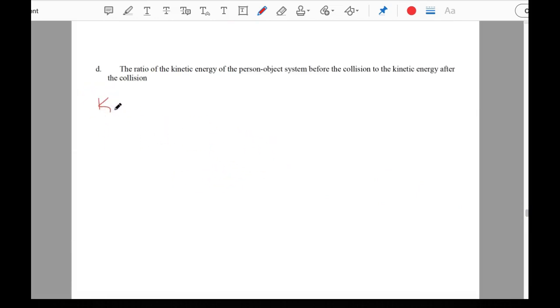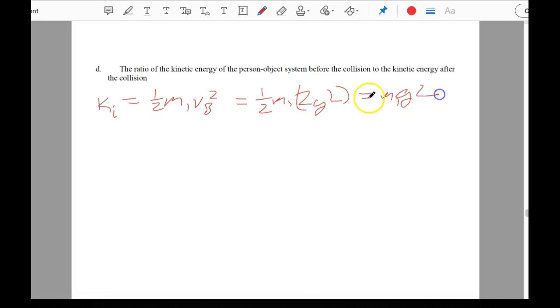So the kinetic energy initial is equal to 1/2 of m1 VB squared. That is actually equal to 1/2 times m1. Remember, v is the square root of 2gl, so v squared is going to be just 2 times g times l. Put that in parentheses. So that's equal to m1 times gl, because the 2's get crossed off.